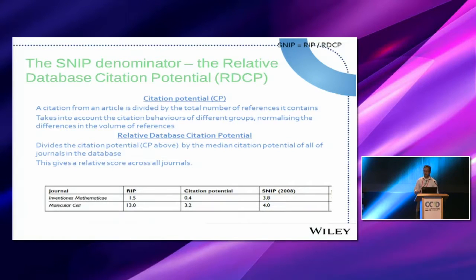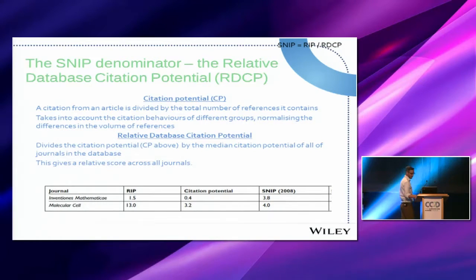Now, what's clever about it is we have this citation potential. So the idea is that a citation from a journal is then divided by the number of references in that article itself. So you get a balance of the referencing behaviors between subject areas. And then that is divided by the median citation potential of the database.